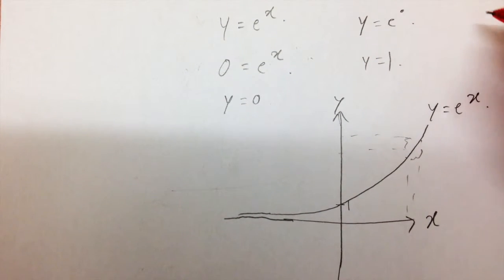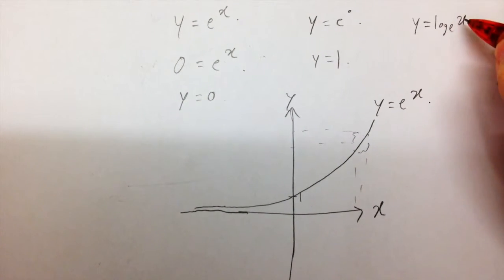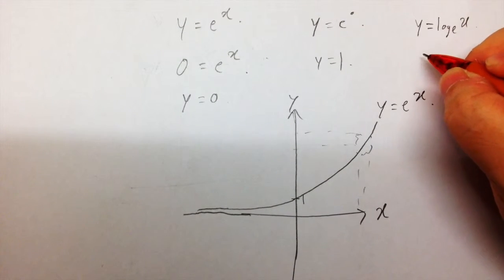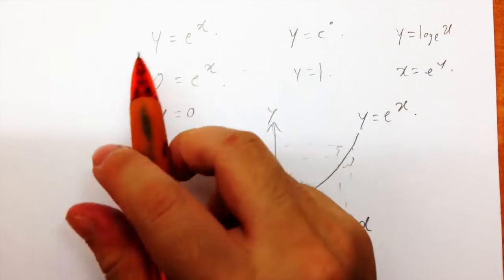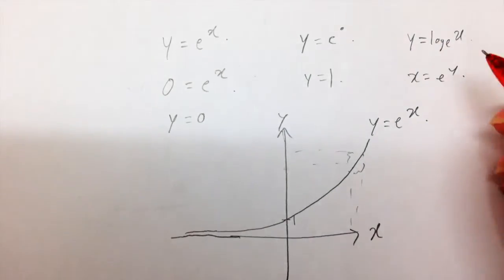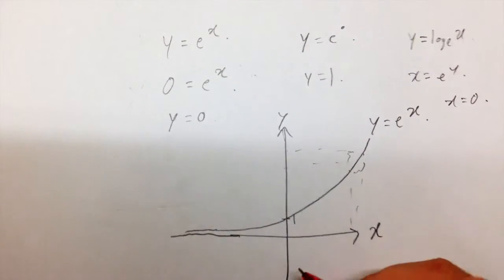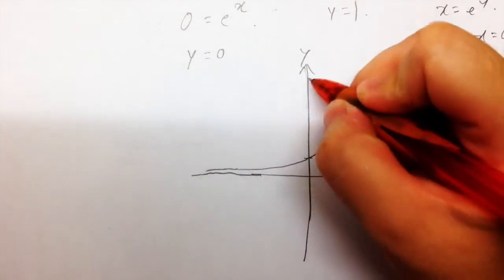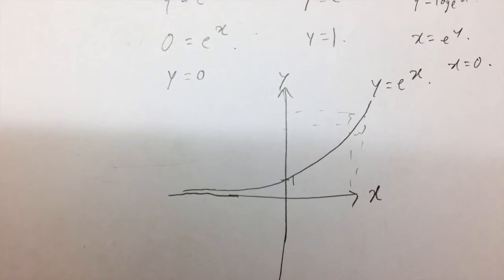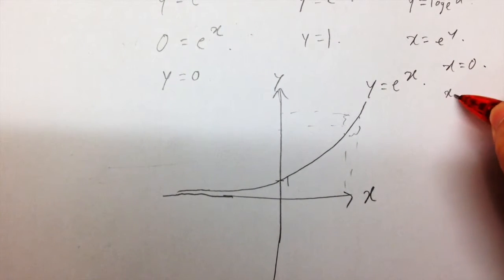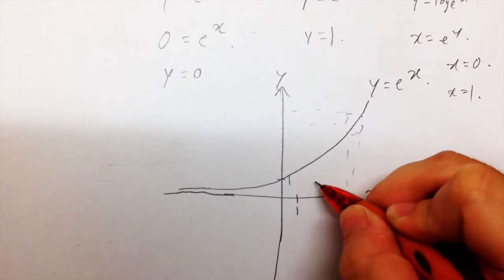Okay. As for y equals ln x, log base e of x, this equation can be manipulated into x equals e to the power y, which is the exact opposite of y equals e to the power x. So in this case, the asymptote would be x equals 0, which is this line, so it will never touch this line. And if we sub in y equals 0, then x will be equal to 1. So here, y is 0, x is 1. So it will intersect the x-axis at this point.